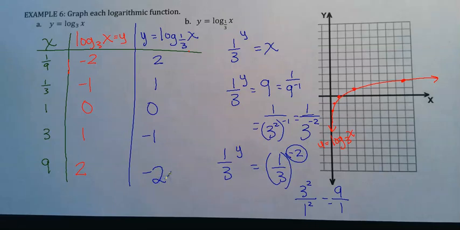There's a lot of work there, right? A lot of work. So let's graph this one. We've got 1/9 and a +2. So 1/9 and a +2. 1/3 and a +1. 1 and 0. 3 and -1. And 9 and -2.